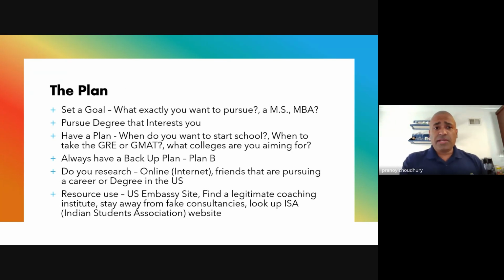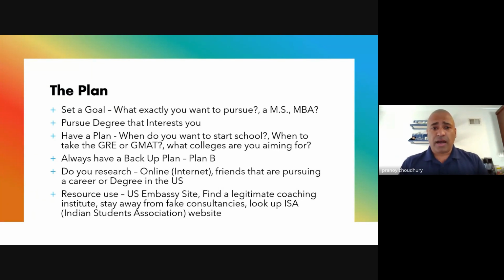So after the inspiration, the next thing is the plan. You need to set a goal. What exactly do you want to do? Do you want to do an MS in civil engineering, transportation, traffic, construction management, whatever you want to do, you need to have a goal. Whether you want to do an MBA. Pursue a degree that interests you.